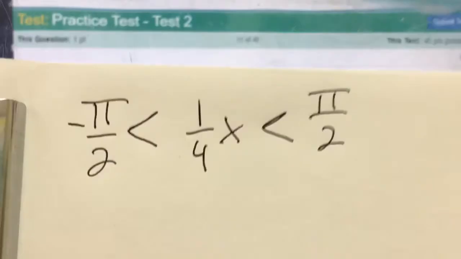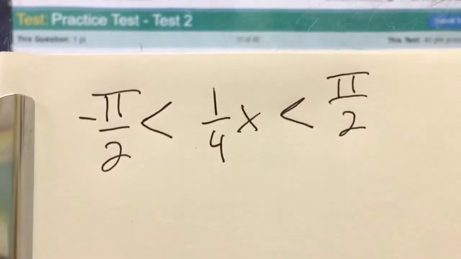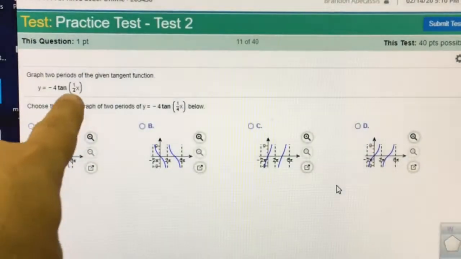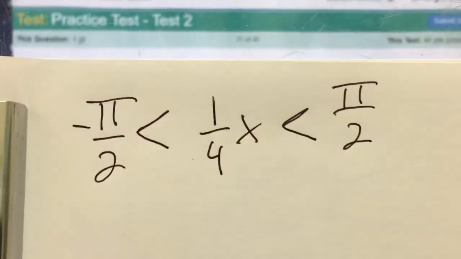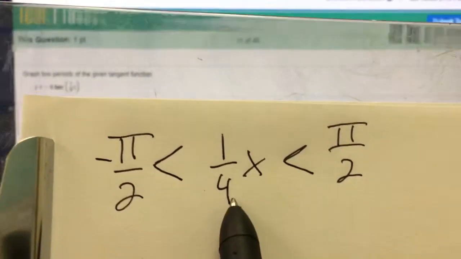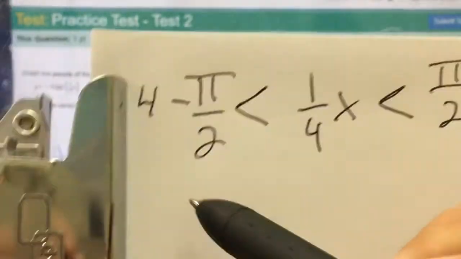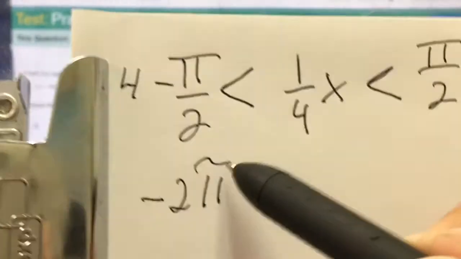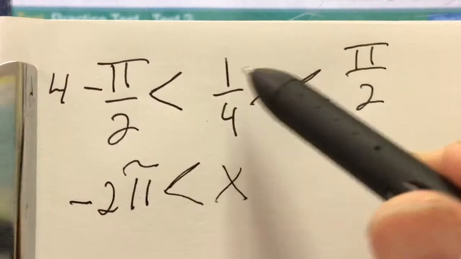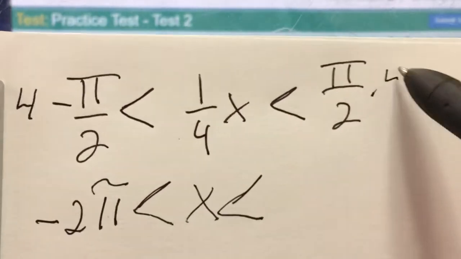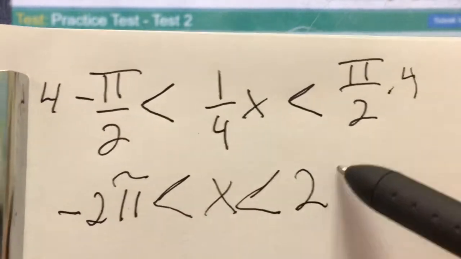Tangent is a little difficult. Tangent is actually repetitive between negative pi over 2 and pi over 2. So whenever there's something inside of that grouping, I have to solve it as a compound inequality. So I'm going to multiply everything by 4. So that's going to give me 4 times negative pi over 2, which would basically give me negative 2 pi, is less than x, because I multiply this by 4, is less than, multiply this by 4, notice 4 pi over 2, the 4 and 2 simplified to just 2 pi.